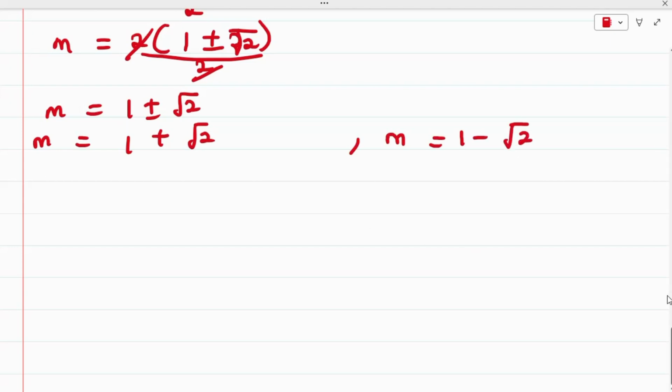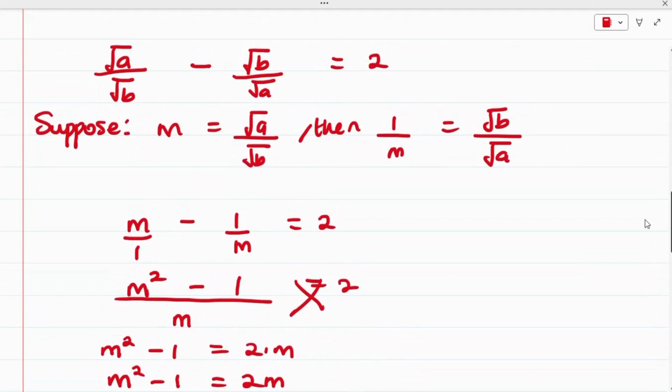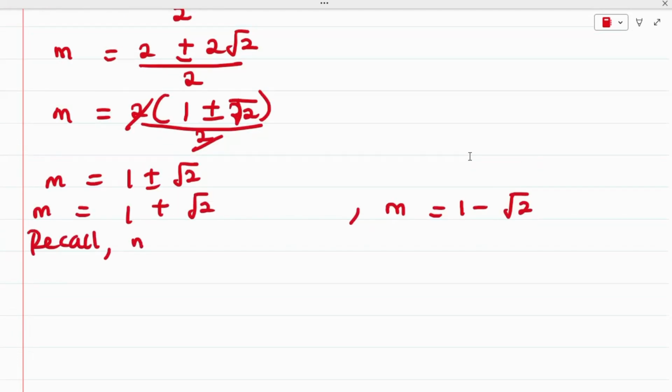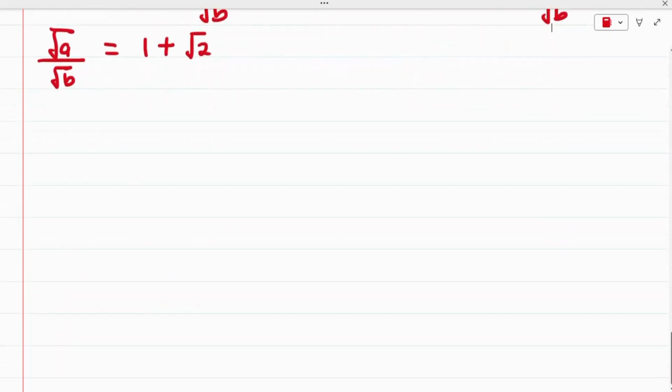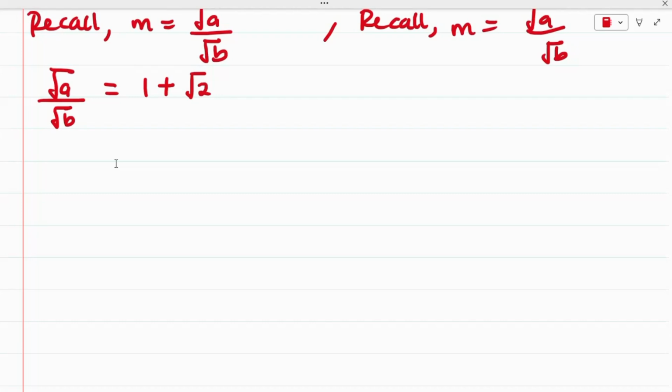So we want to simply record the value of m. So we want to say that from this part we said m is equal to the root of a divided by root of b, right? So at this point we are going to recall that m is equal to the root of a divided by root of b. So we have the root of a divided by root of b is equal to 1 plus the root of 2. Same goes for this. We want to recall that m is equal to the root of a divided by root of b. Let's simply solve for 1 plus the root of 2 first, okay? So from this part, we can easily express this to be the square root of a over b, which is equal to 1 plus the root of 2.